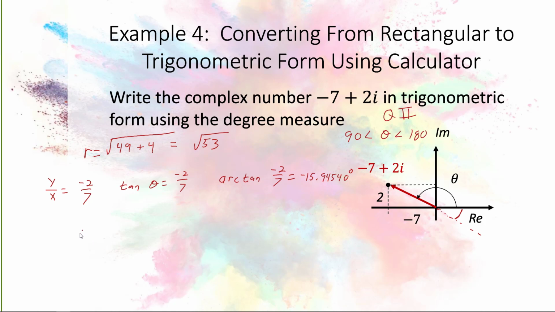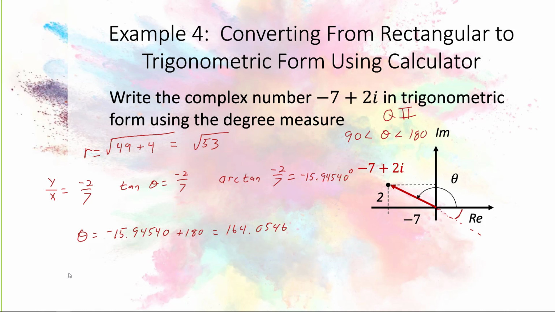How can we find that? Well, we can take the output of our arctangent function, which is negative 15.94540, add 180 to it, and we get what we want, which is 164.0546. We're probably just fine rounding this to the hundredths digit, and that's the case.